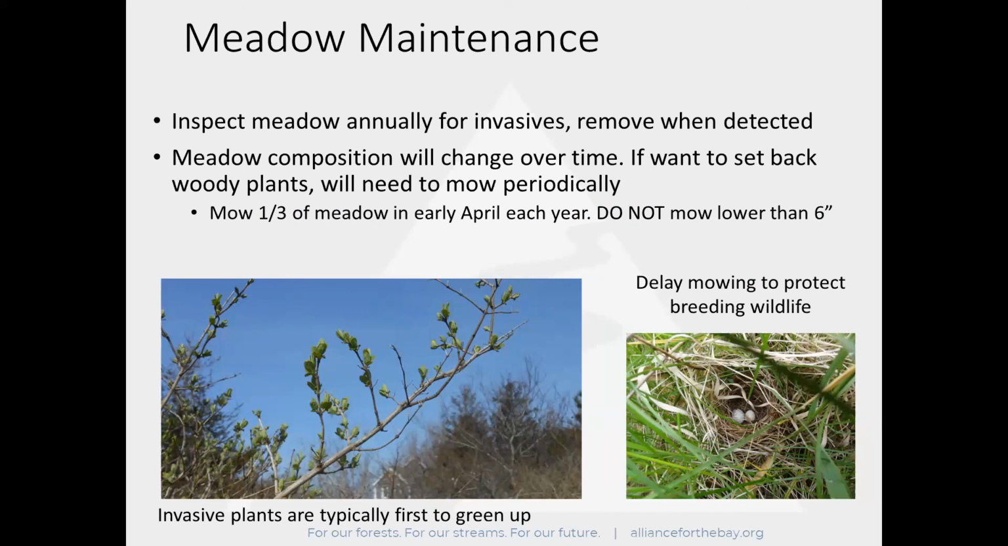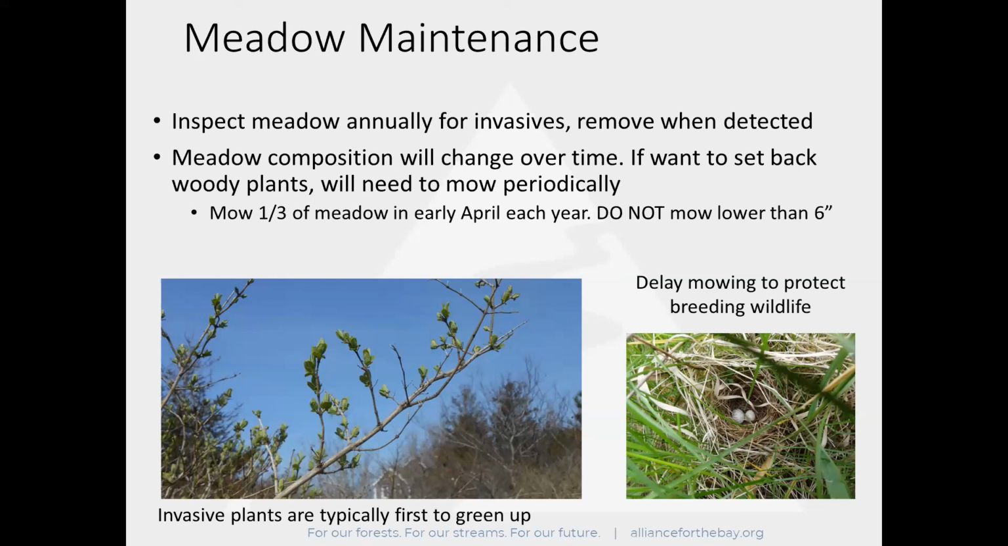Again, we kind of want that meadow to change composition over time if you're letting it turn into a forest. But if you want to set back those woody plants, brush hogging it again, no lower than 8-ish inches off the ground is really important. So what I recommend doing, because if you mow the entire thing at once, you're going to be removing all the habitat for that season. I recommend not mowing in the fall, but mowing in the spring, early spring, before our natives start to break dormancy. Early April, we'll do it up here in PA.